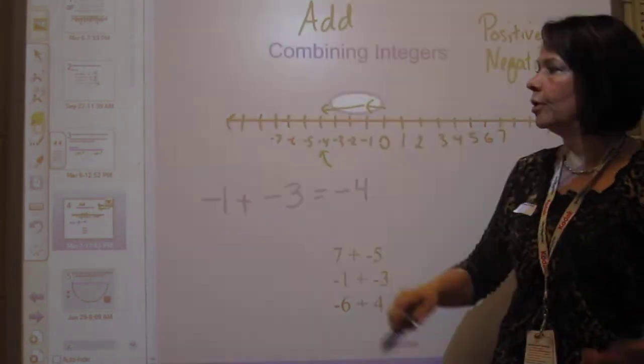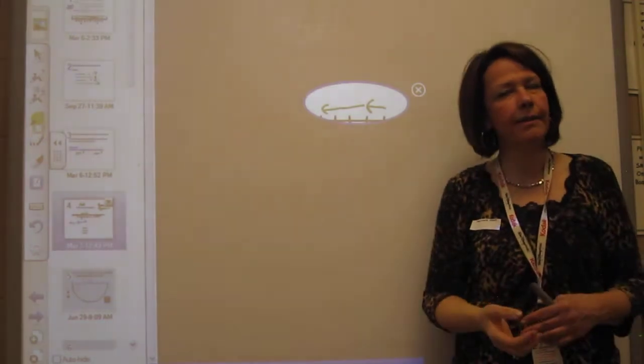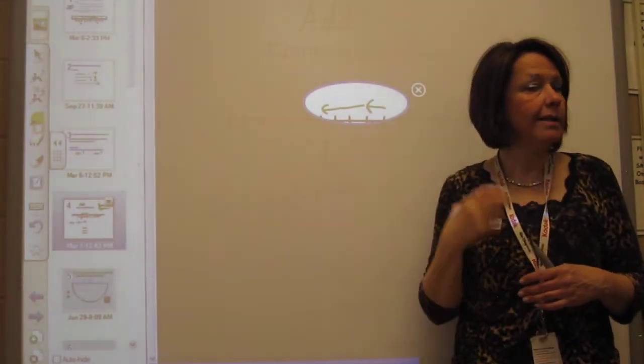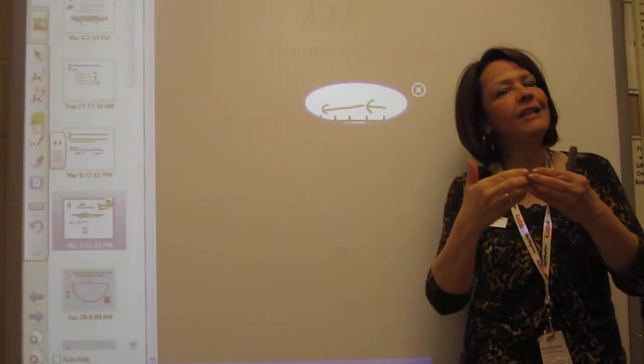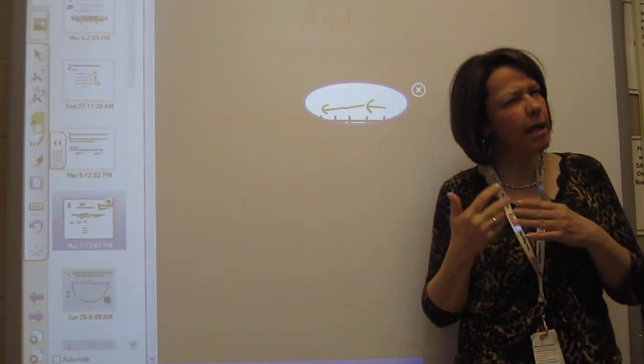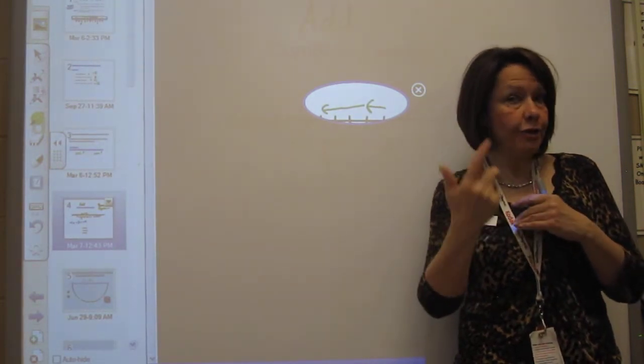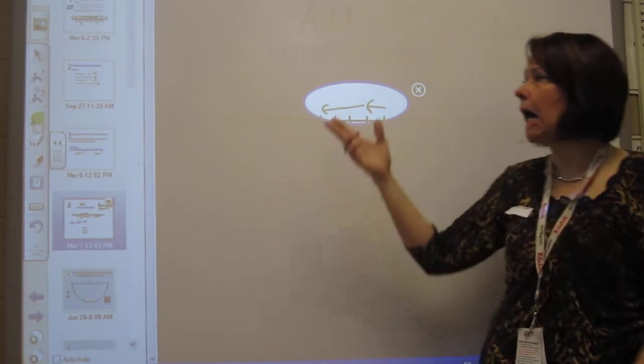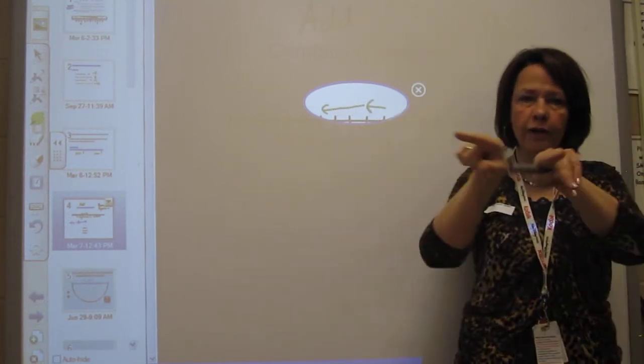In this example, look, there is no overlap whatsoever. No overlap. So what that's showing is addition. So what's going on here? If the two numbers have the same sign, there will be no overlap.